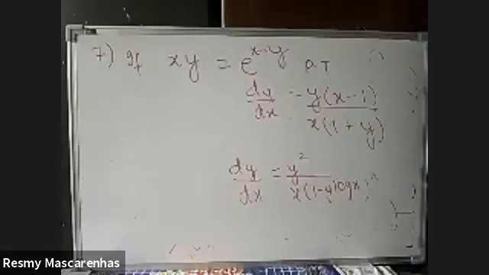Okay, I will repeat the question. If x into y is equal to e raised to x minus y, then prove that dy by dx is equal to y into x minus 1 upon x into 1 plus y. Same way, write the main equation, take log on both sides. And if you find the log of a into b, split it as log of a plus log of b.